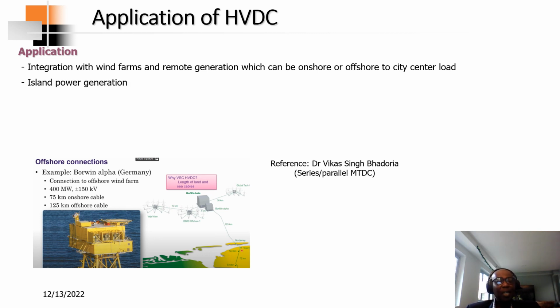Also, HVDC can be applicable to island power generation, where you can have an embedded generation of solar, wind, battery energy storage system, which can either be connected to the grid or operate as an island power generation. It can be utilized in a multi-terminal DC configuration, and a multi-terminal DC configuration means that you have more than 2 terminals. And currently we have the 3-terminal, the 4-terminal, and the 5-terminal, and they are all in China.